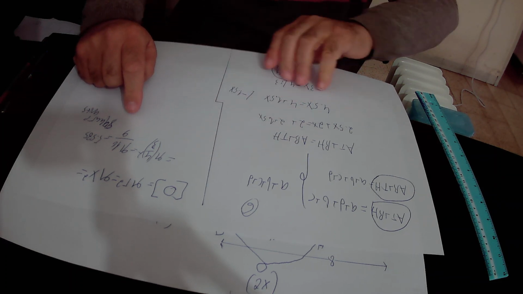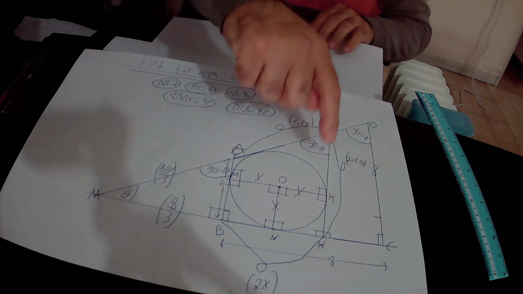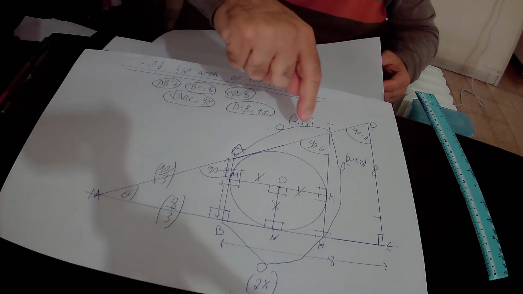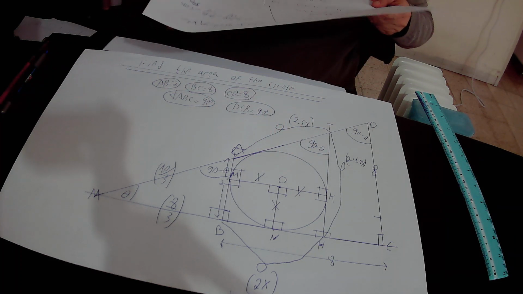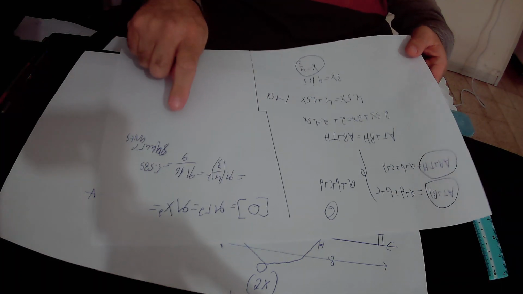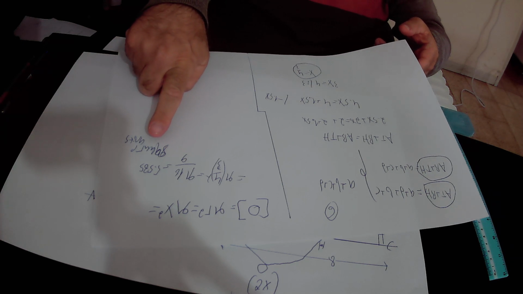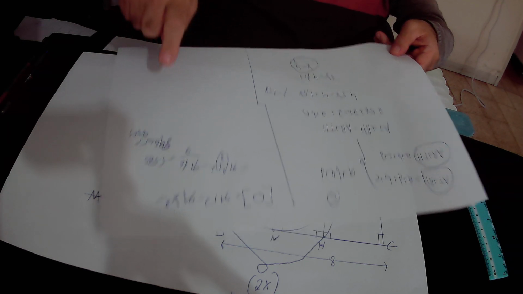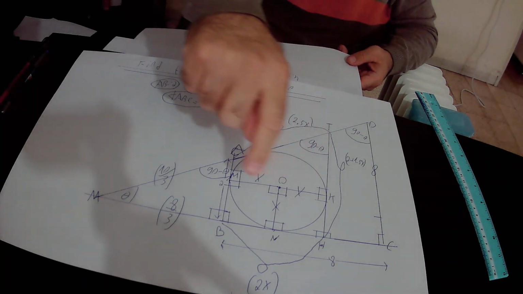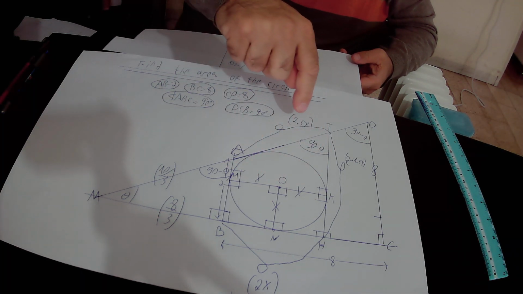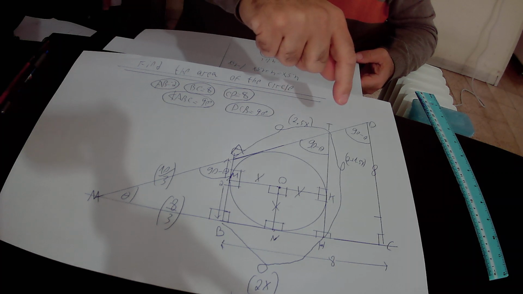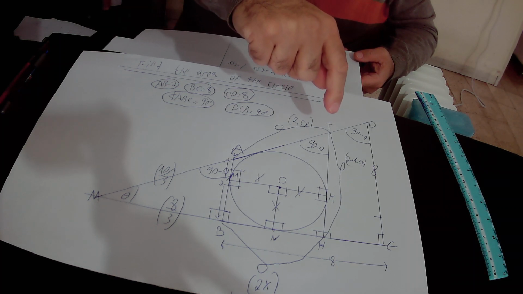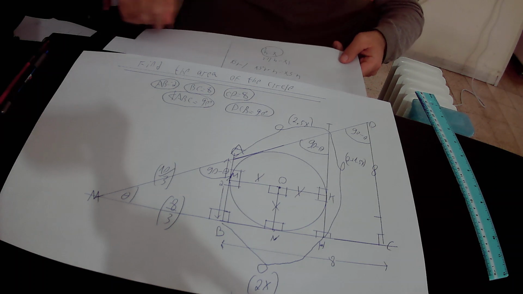So in total we found that the area of this circle equals either 16 pi over 9 square units, or in terms of numbers, 5.585 square units. So to repeat, the area of this circle equals either 16 pi over 9 square units, or in terms of numbers, 5.585 square units. Okay, thank you very much.